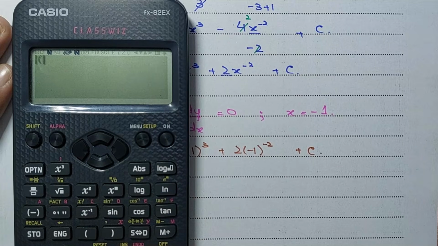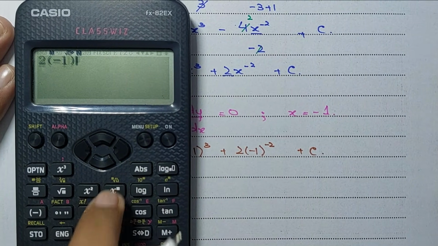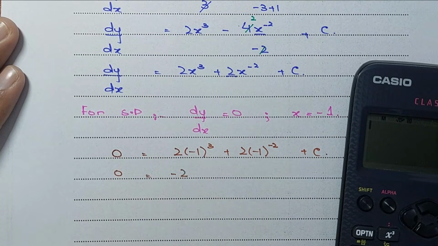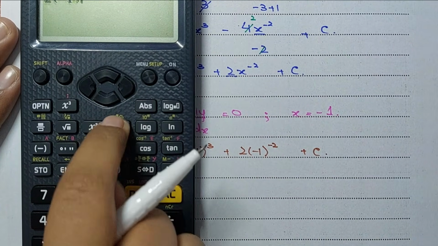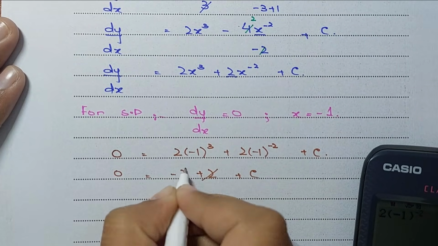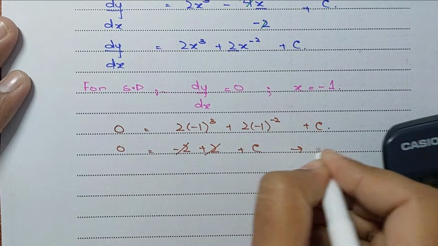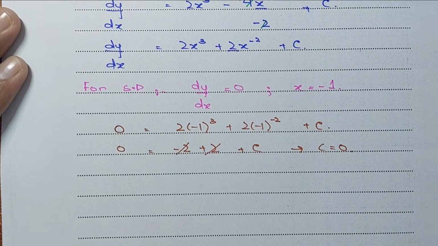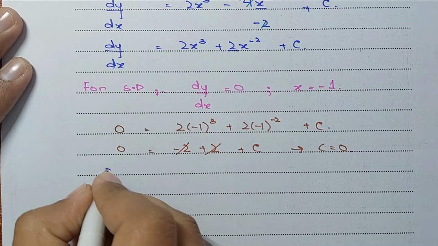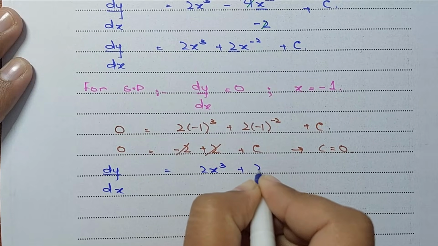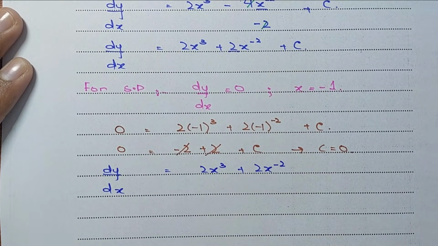2 into (-1) to the power 3 is negative 2, sorry, this is minus 2. 2 into (-1) to the power negative 2 is just 2, plus the constant of integration. 2 and minus 2 cancel out, so the constant of integration is 0, right? We got the constant of integration, that is 0, so plug the c value in. So dy over dx becomes 2x cubed plus 2x to the power minus 2. This c value is just 0.